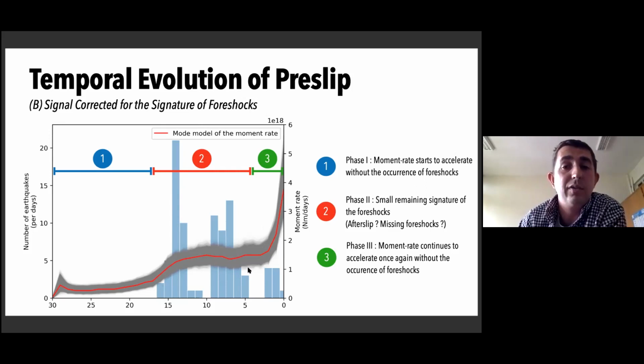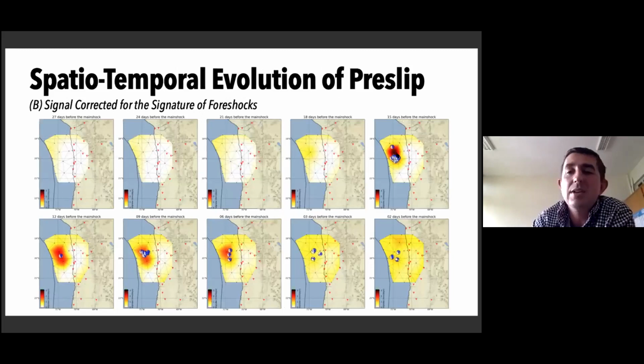Looking at the spatiotemporal evolution, you can see that it's not so different, but instead of a very nice correlation between the foreshocks and the slip on the fault, what we see is that the foreshocks seem to be surrounding the region of main pre-slip instead of just following the pre-slip that we find. And again, we have a kind of peak around that time, from 15 days up to 6 days, and then it slows down a little bit before reaccelerating at the very end. So this is what we obtain in terms of spatiotemporal evolution of pre-slip.